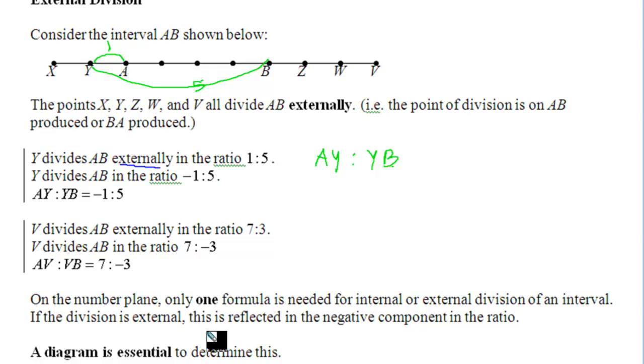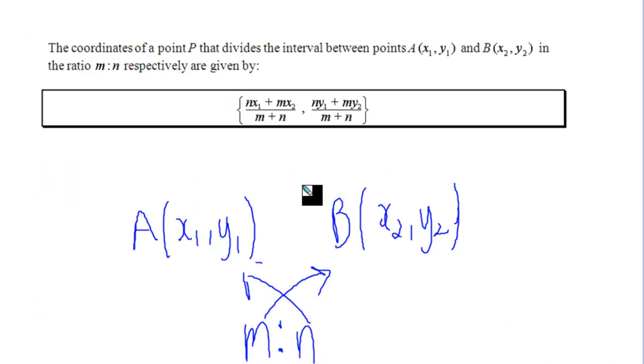When we apply a formula to find the points that internally or externally divide a line, we only really need to use one formula, and this is the formula here. It's along the lines of the midpoint formula, but if we're going to use external division of a line, make m or n negative. It's only changing around the values and making one negative, one positive, because they're changing direction.